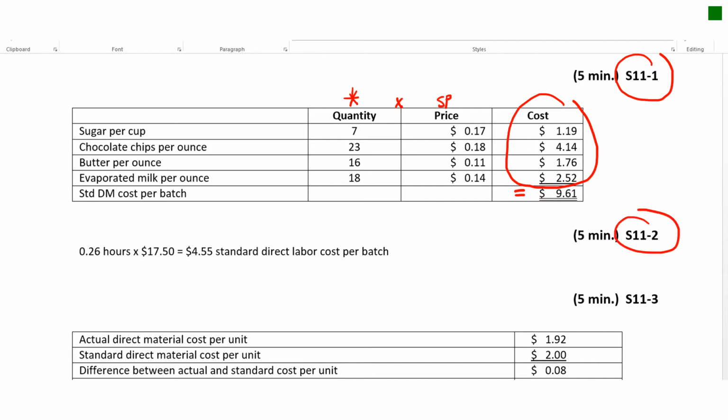On short exercise 11-2, again, I showed you this on the previous slide. You simply take the 0.26 hours, multiply by the standard wage rate, and you get the standard labor cost, right at $4.55 of direct labor cost. In this case, it's per batch.